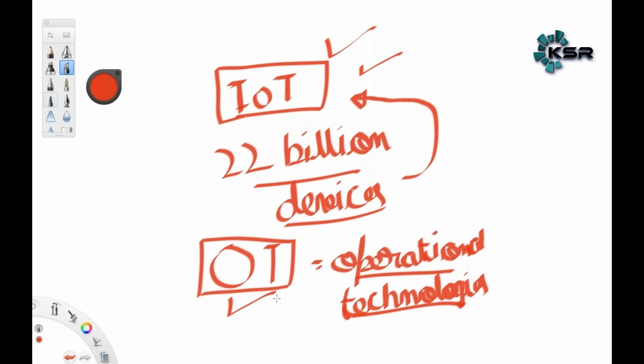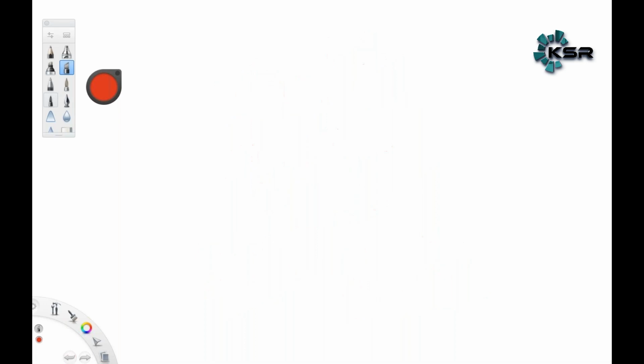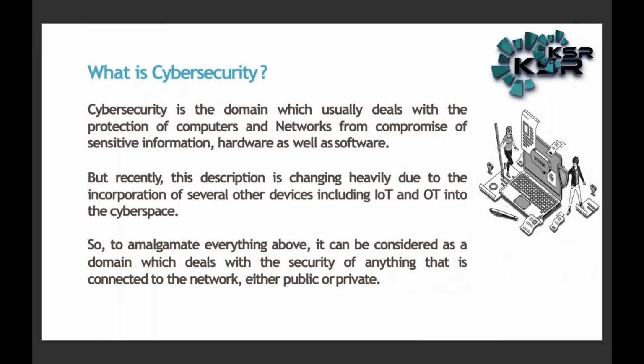And very soon, when AI will be a full-blown thing, AI is there, but it is still considered to be the future, right? But when AI is completely among us, then we would have to secure AI as well at one point of time. So if we go back to the definition, what is cybersecurity? Cybersecurity is a domain which deals with the security of anything that is connected to the network, either public, which means the internet, or private.